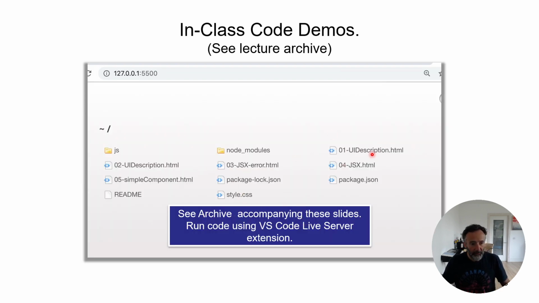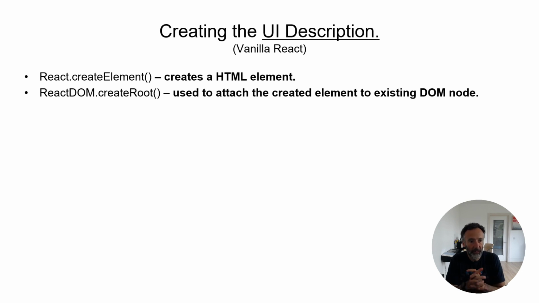So this archive is up there, and it has a couple of examples. The first thing I want to do is, as I said, React is all about the user interface. So how do you create a user interface description in React, in JavaScript? We have to use the React createElement method, which creates a new React element of a given type. Once we create our elements, we need a way of getting them into our web application, into our DOM, so we use the ReactDOM.createRoot method. This is used to attach a created element to an existing DOM node.